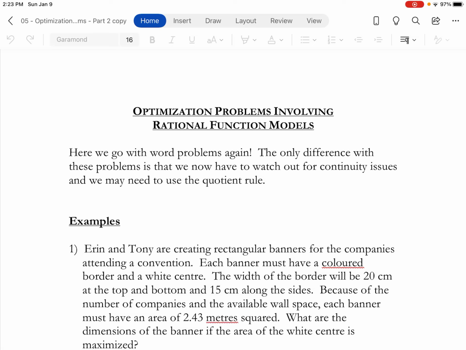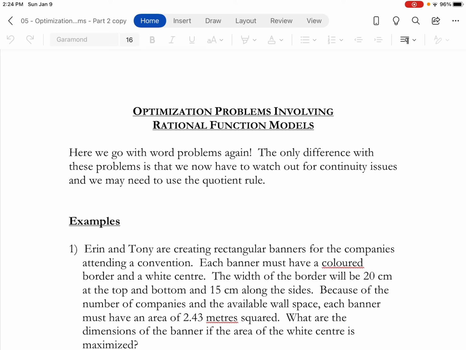Okay, this lesson is optimization problems involving rational function models. So it's really word problems part 2. We're just upgrading the difficulty a little bit. The derivatives will be a little bit harder. The substitution will be a little bit harder. And there could be some continuity issues that we have to deal with, and maybe a quotient rule that comes along. But nothing too crazy here, just a slightly upgraded version of the problems we saw before.